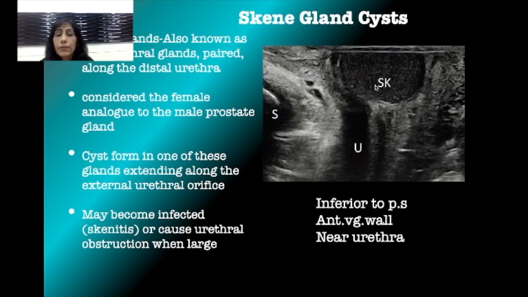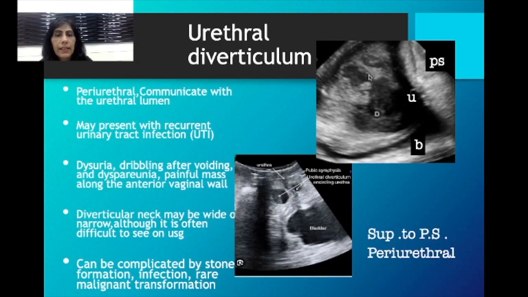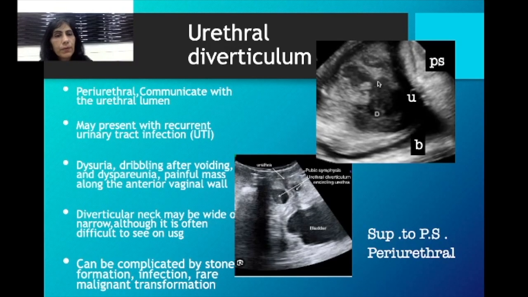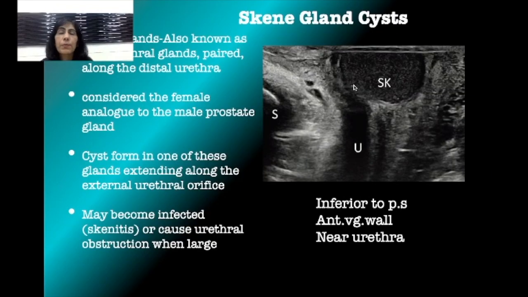Now, the confusion could have come between Skene gland cyst and urethral diverticulum, right? Because both are very close to the urethra. But what is the difference? The difference is this one would be inferior to the pubic symphysis, and this one would be superior to the pubic symphysis. And remember, for inferior and superior you have to keep your probe longitudinally.